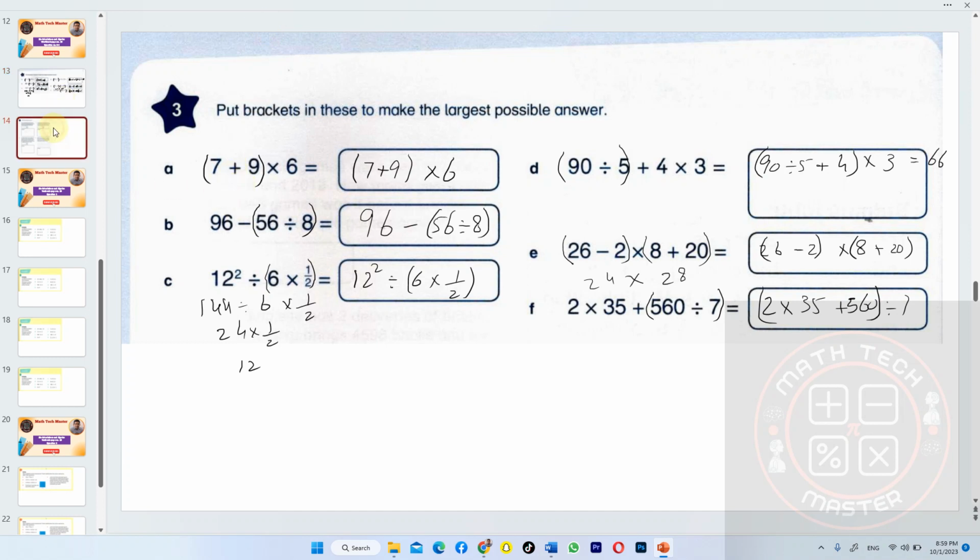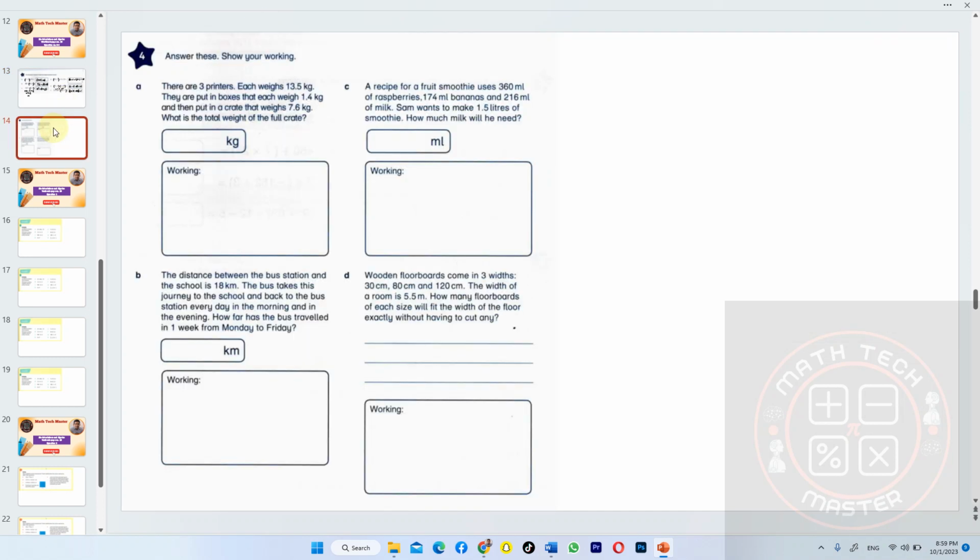So that is all for question number 3. In question number 4, there are some word problems. Very simple word problems are given there. Let's say there are 3 printers like this: 1, 2, 3. These are the 3 printers.